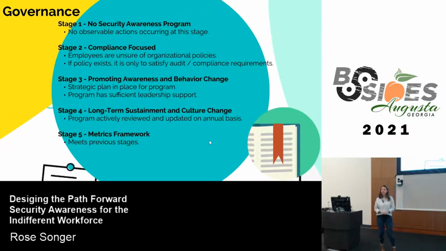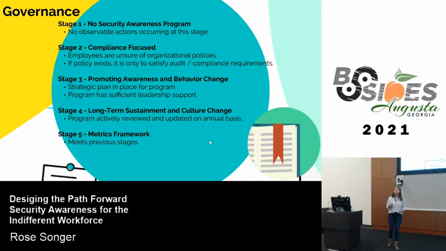Now we have governance. So this is where I start to break it down a little bit more for you guys. You'll see that we have stage 1 all the way through 5 on here. Starting at the top, you have no awareness program. Across the board, every area that we're going to look at, no awareness program, no observable actions when we hit that stage 1. Compliance focused, employees are a little unsure of the policies.